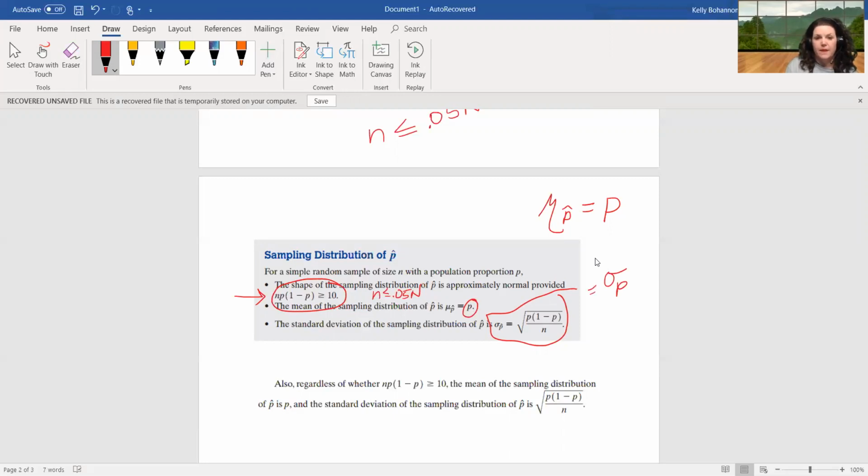All right. Also notice this, regardless of whether or not this value down here is greater than or equal to 10, these two things are true. It's just that we can't apply normality unless this and this are true. But the mean and the standard deviation are found the same way, regardless of whether or not those two things are true.